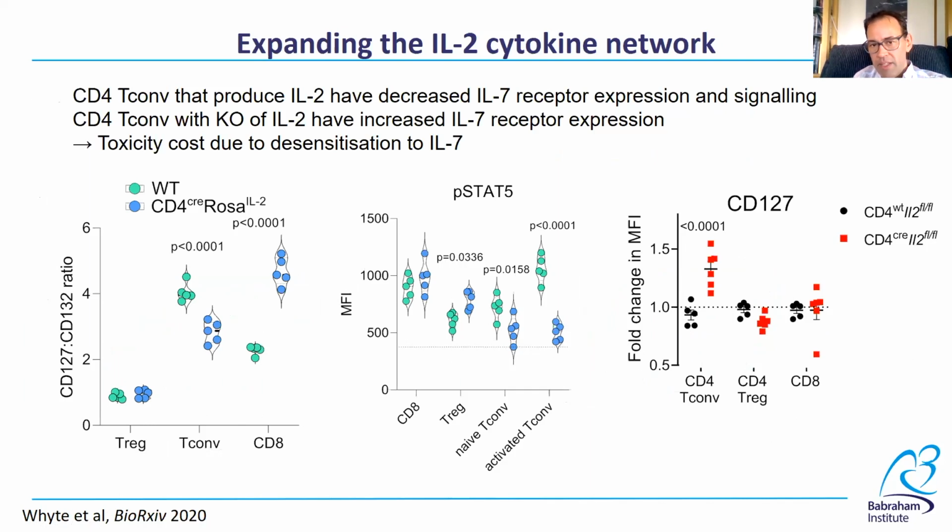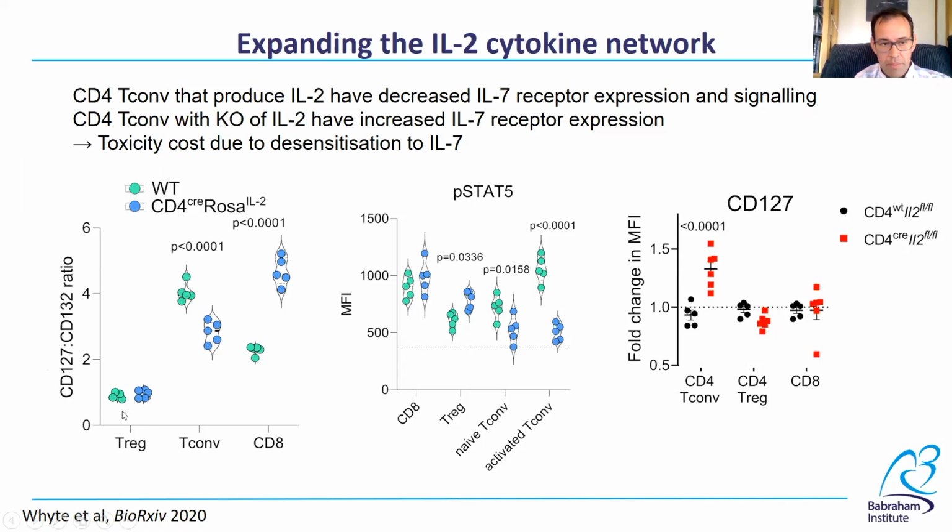So what we did here is we looked at a number of different cytokine pathways, and in particular, the IL-7 pathway, which is known to be very important for the survival of conventional CD4 T cells. They really do seem to be dependent on how much IL-7 is present in the system. The receptor for IL-7 is CD127. So we can look at the expression of CD127 as an ability of the T cells to see IL-7.